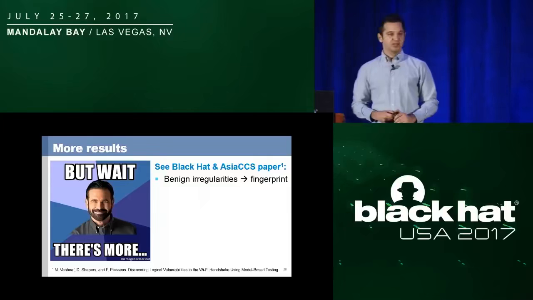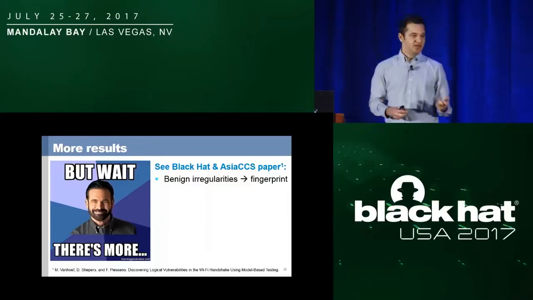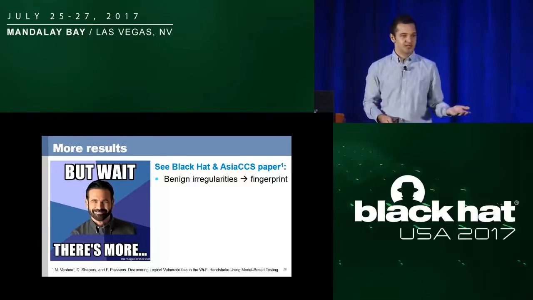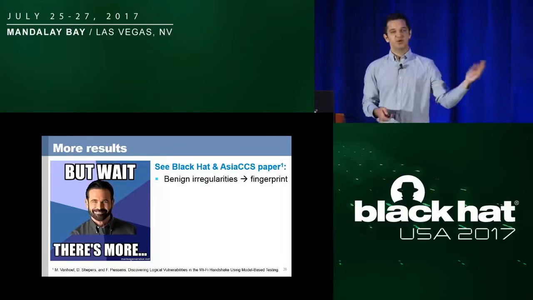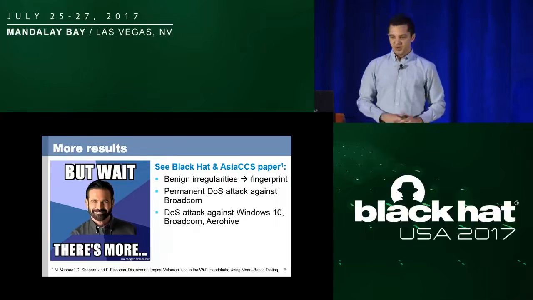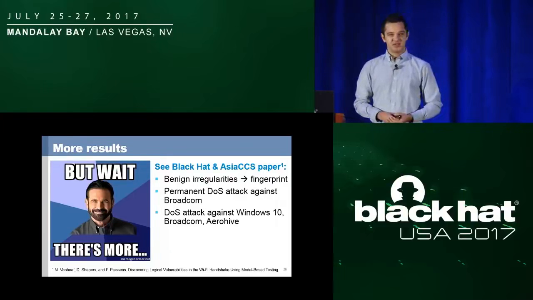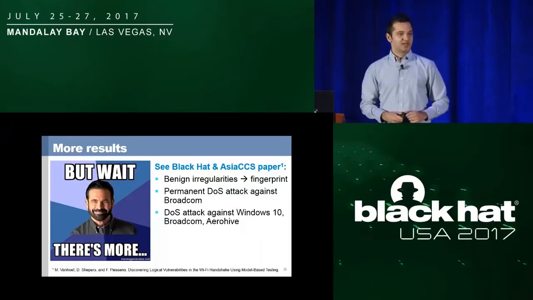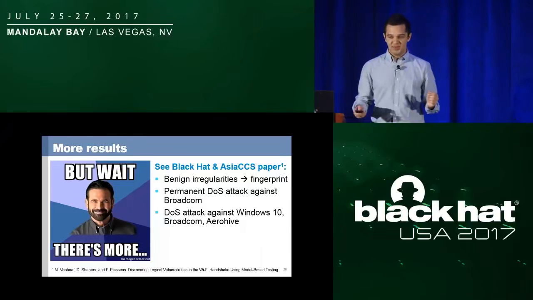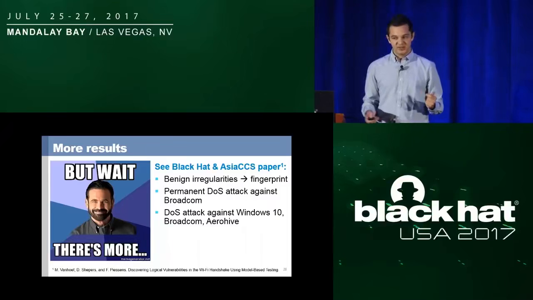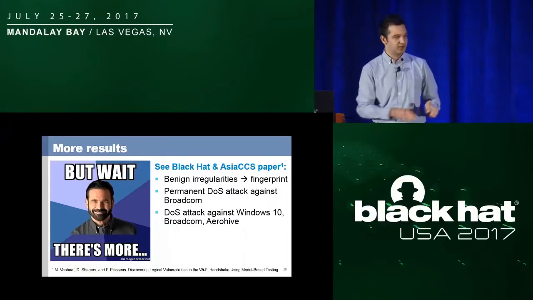So we found things like basically benign irregularities where an implementation deviates from the specification, but this does not result in an attack. But you can use this to fingerprint an implementation, of course. You can determine, is this a Cisco access point, is this a Microsoft access point, or whatever. We also found other denial of service attacks, so those seem to be quite common. For example, a permanent denial of service attack against Broadcom, but you do need to know the password of the network to carry out that denial of service attack, so you need to have an insider threat.